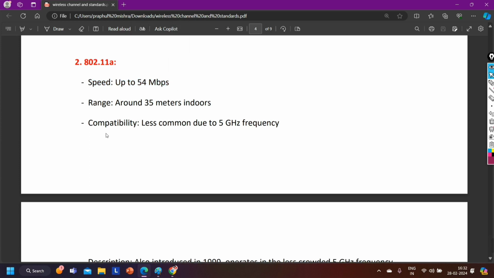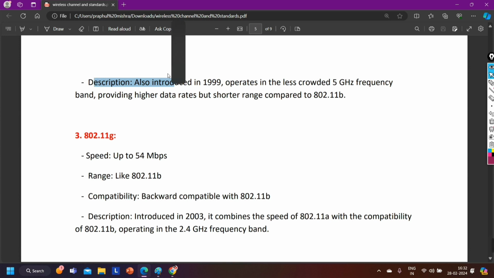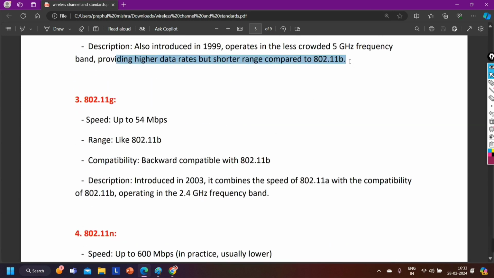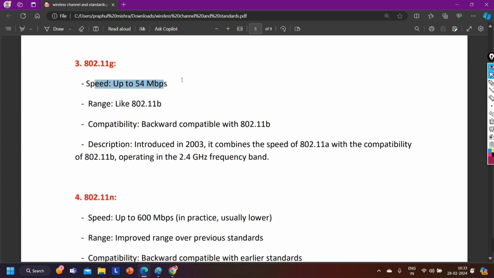Then 802.11a: speed is going to be up to 54 Mbps, range 35 meters indoor, compatibility less common due to the 5 gigahertz frequency. It works only on the 5 gigahertz frequency. Description: introduced in 1999, less crowded 5 gigahertz frequency band, providing high data rates but shorter range compared to 802.11b. So your range is lesser than 802.11b. Then you can learn about G, speed is going to be up to 54 Mbps.